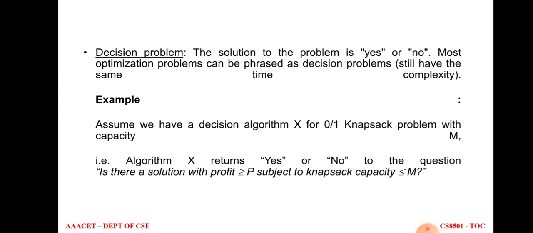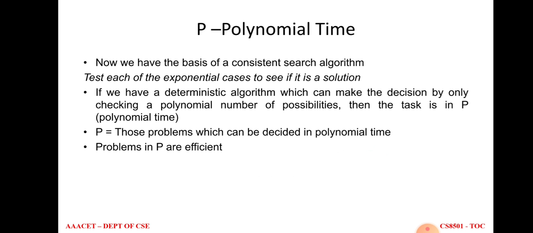Considering the decision problem, we all know what a decision problem is. If a problem can be decided with either yes or no, then the problem is said to be a decision problem. An example of a decision problem is the 0/1 knapsack problem. For this problem, we can take the decision with either yes or no by using some known algorithm. So this is a decision problem. From these hard and easy problems, we can derive the classes P and NP.